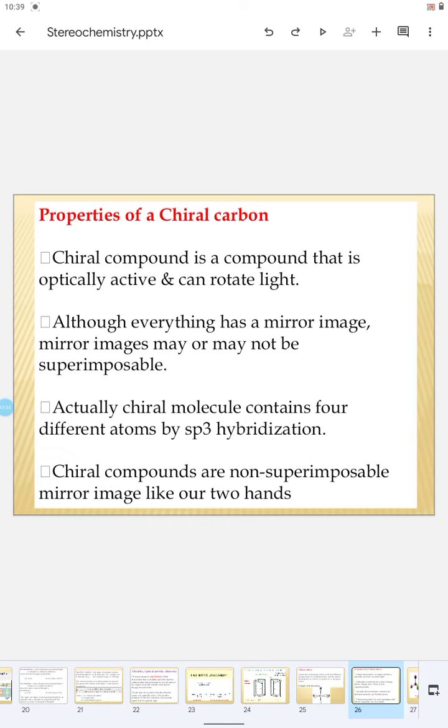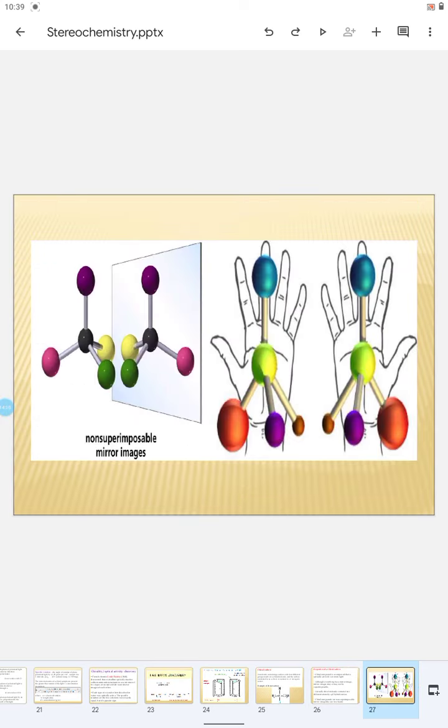So, properties of a chiral carbon. A chiral compound is a compound that is optically active and can rotate plane polarized light. Although everything has a mirror image, the mirror images are non-superimposable. Actually, a chiral molecule contains four different atoms by sp3 hybridization. Chiral compounds are non-superimposable mirror images like our two hands. This picture shows the non-superimposable mirror images.